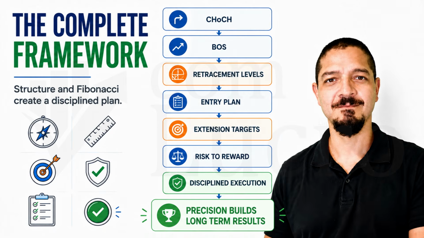To wrap up, this blend of market structure and Fibonacci can transform the way you trade. Spot CHoCH and BOS. Draw your retracement and extension levels. Stick to a disciplined risk to reward, and you've got a clear framework for consistent, high-probability trades. Follow it with precision, and you're building a plan that pays off long-term.